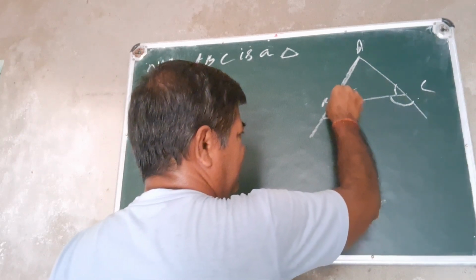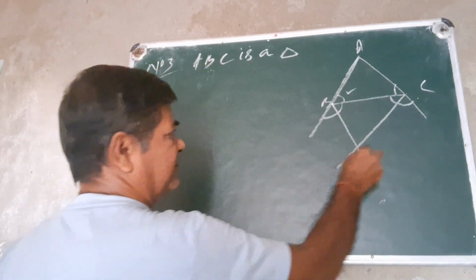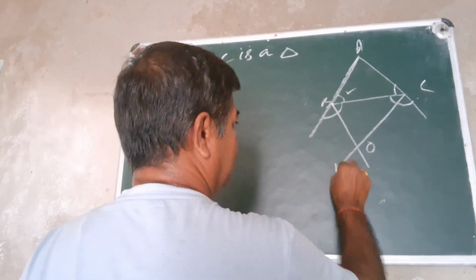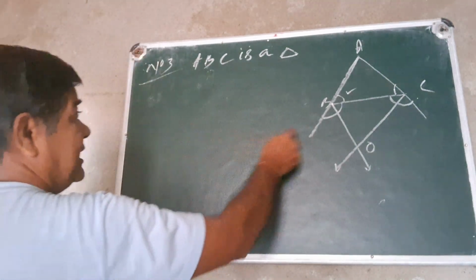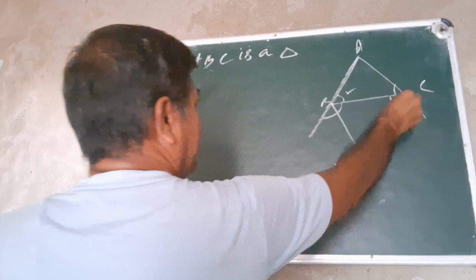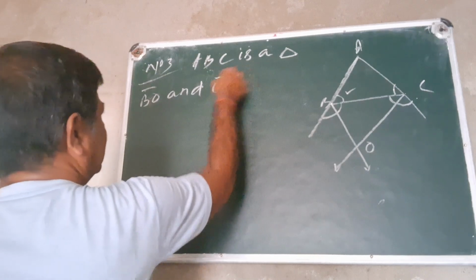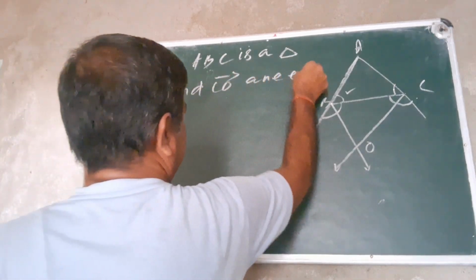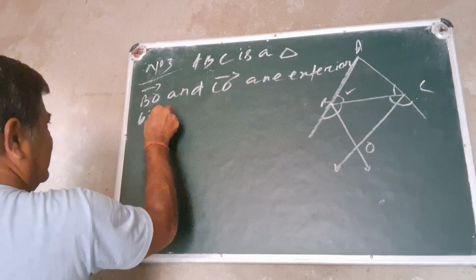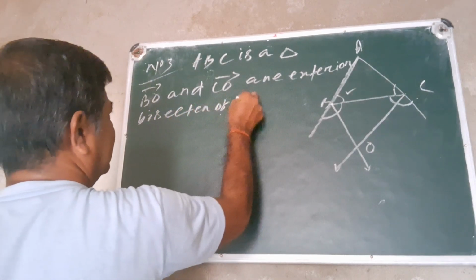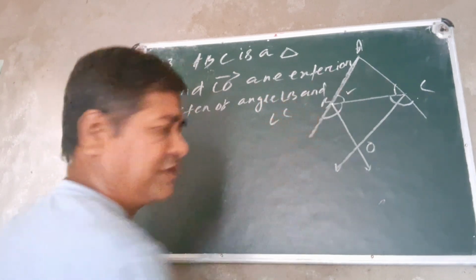Exterior angle B, we are going to draw the bisector. Another bisector. They intersect each other at O. So what is given? BO and CO are exterior bisectors of angle B and angle C.